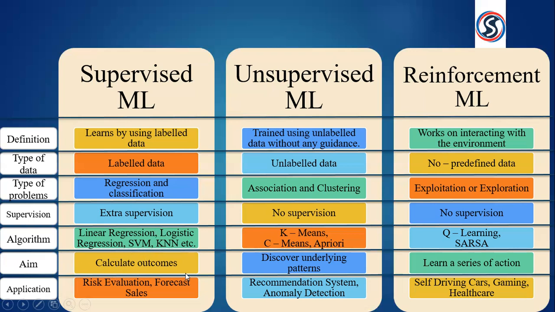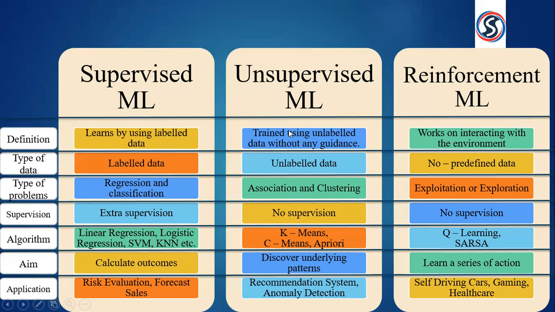Now, what is the aim of supervised machine learning? That is to calculate the outcome. And what are its applications? Suppose the risk evaluation, the sales forecast. These are the supervised machine learning applications. Now, we will talk about this regression and classification, don't worry.